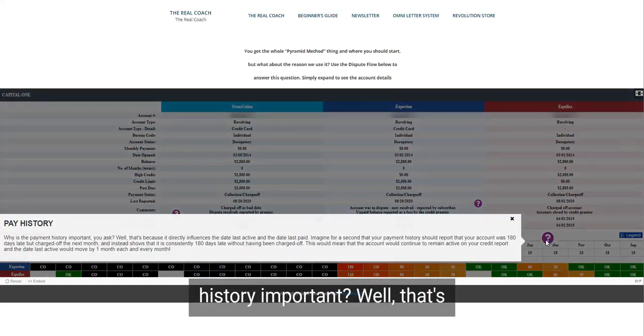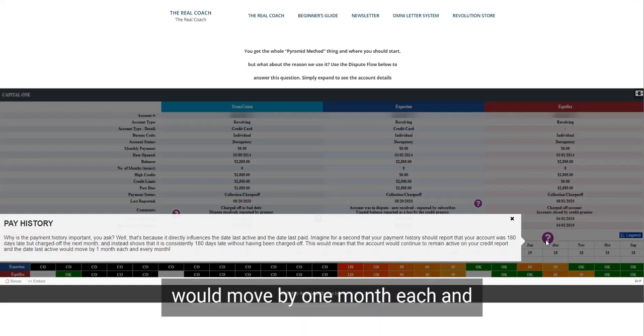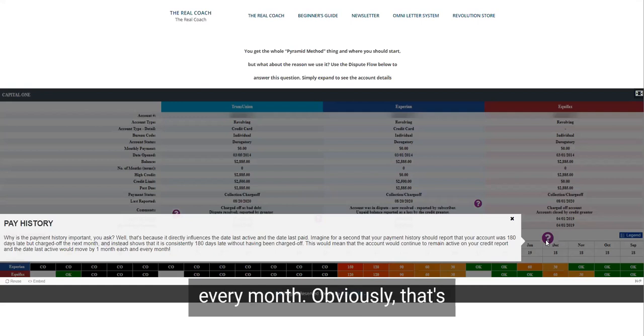So why is the payment history important, you ask? Well, that's because it directly influences the date last active and the date last paid, right? So imagine for a second that your payment history should report that your account was 180 days late, but charged off the next month. And instead, it shows consistently 180 days late without having been charged off. So 180 days late, 180 days late, 180 days late, so on and so forth. This would mean that the account would continue to remain active on your credit report, and that the date last active would move by 1 month each and every month. Obviously, that's not correct, right?